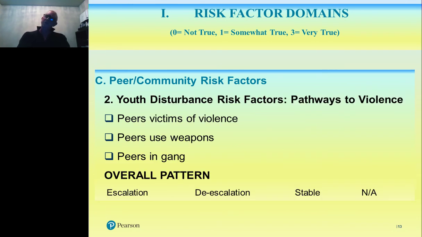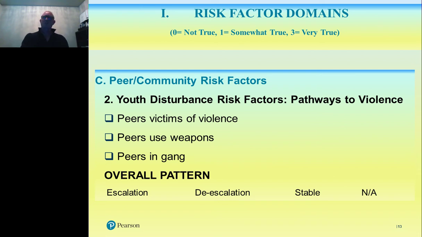So then youth disturbance risk factors as a pathway to violence is when we see that if an adolescent or child has peers that have been the victim of violence, particularly if they're associated with gang affiliated or maybe formally jumped in, but sometimes they'll have friends that are a part of that network and they get exposed to violence. So there's a sense of retribution that comes into play here.